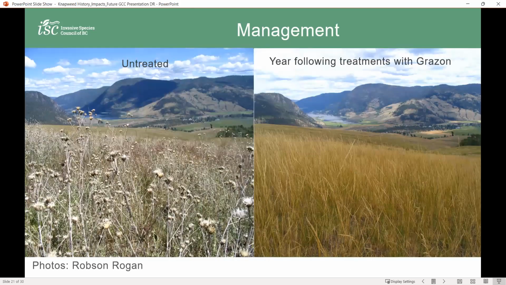This is an example of the year following Grazon treatment down in the Nicola Valley. You can see the Nicola Lake in the background there. So this is just between Merritt and Nicola Lake. Grazon is picloram plus 2,4-D, and what a dramatic effect. You can't see hardly any grasses in the picture on the left, but by getting rid of the knapweed and the competition from the knapweed, we saw the release of the native grasses that are there, and some domestics in there as well. There was no fertilization or any other follow-up treatments on this site. So this was the grass being suppressed by knapweed.